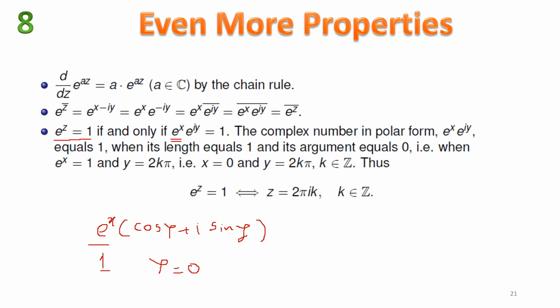Then when y is equal to 0 and x is equal to 0, this is unity. So the complex number in polar form in that condition will be 1. So to be very precise, cos of y will be 1 when y is equal to 0 or y is equal to 2 pi or y is equal to 4 pi and so on.